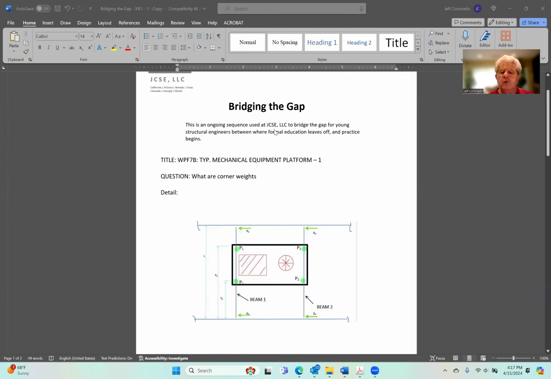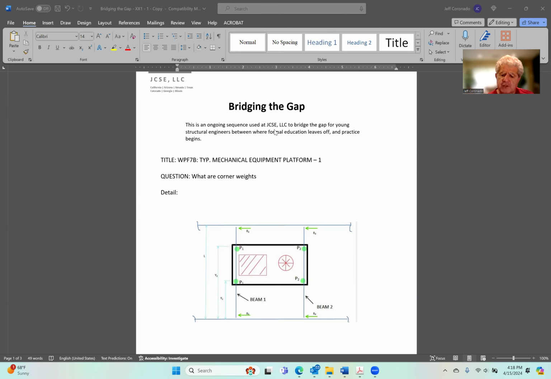Okay, so I think intuitively we would all recognize that many rooftops, certainly in commercial structures, will have roof-mounted mechanical equipment, right? And it's intuitive that that mechanical equipment is going to have a certain weight associated with it. Therefore, our structure, the roof framing, has to be able to resist the weights induced by that mechanical equipment.